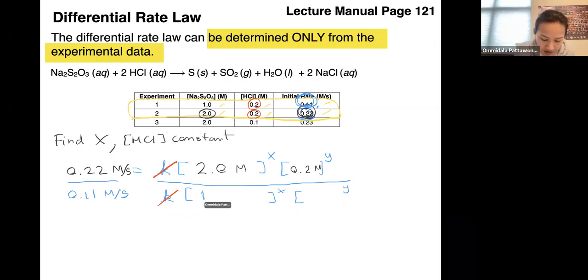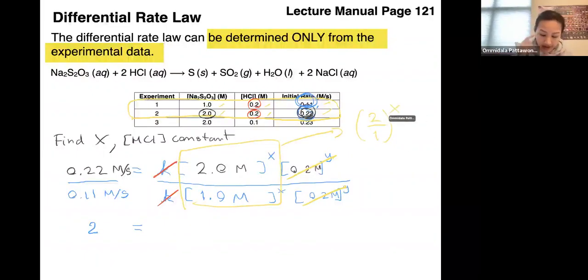Okay, sodium thiosulfate is 1.0 molar and hydrochloric acid is 0.2 molar. As you see, the concentration of hydrochloric acid is the same, so these two values are going to cancel each other out. What you're going to have is that it comes out equal to 2 over 1, everything to the x, which is the same as 2 to the x.